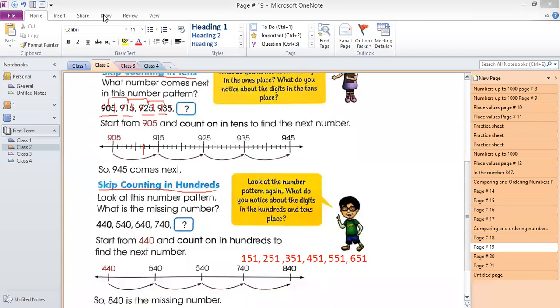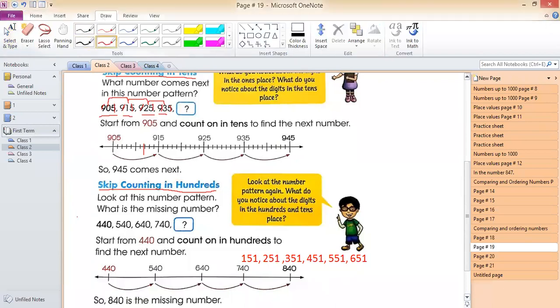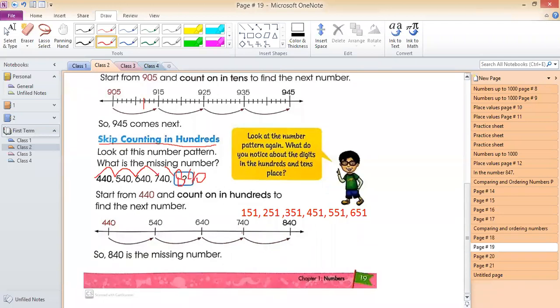Now look here. This is 4, 5. After 5, 6. After 6, 7. And after 7, what comes? 8. So it will be 840. 840 will be the answer. Clear, guys? Yes, sir.